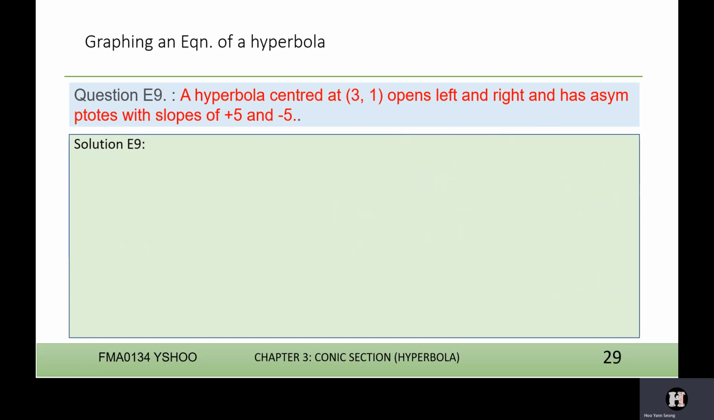Next, the hyperbola has center at 3, 1. So this one is already telling you the hyperbola has center 3, 1. So 1, 2, 3, and this is 1. And it opens left, right. So open left, right. Okay, so like that.